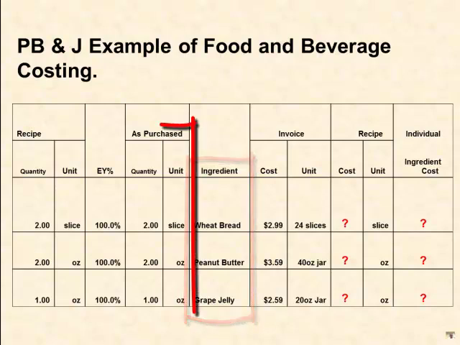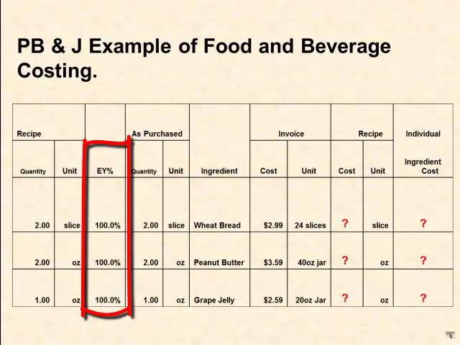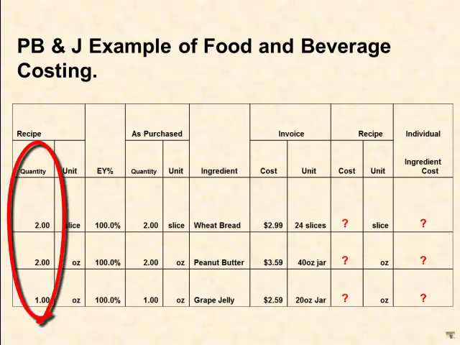The 2 as purchased columns tell us how much we actually need to purchase in order to have enough for our recipe, factoring any waste. For this example here, everything is 100% yield. We don't have any waste, right? We're not going to trim the bread or leave some of the peanut butter behind. So we made it easy, 100% yield. So the recipe amount and the as purchased amount are the same. You just see the columns, we just move those over. 2 slices at 100% is still 2 slices. There's no edible yield percentage amount there like I showed with the honeydew melon.